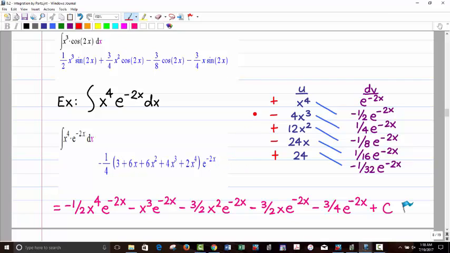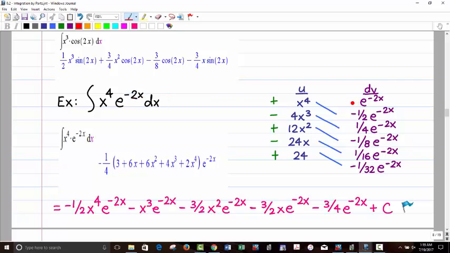Well, let's take a look at this one. So you let u be x to the 4th. You differentiate this down. That's easy enough. So you get to 24. And then we have to integrate e to the negative 2x.